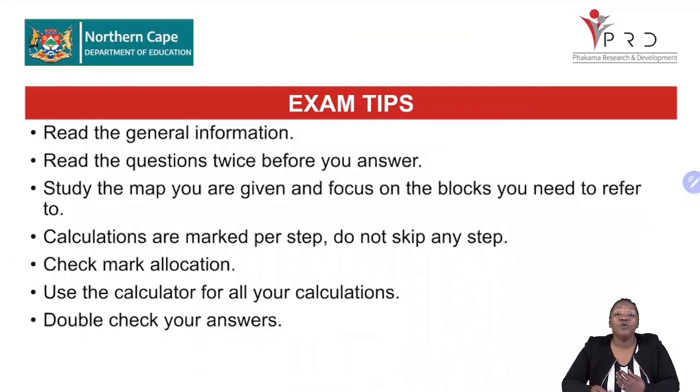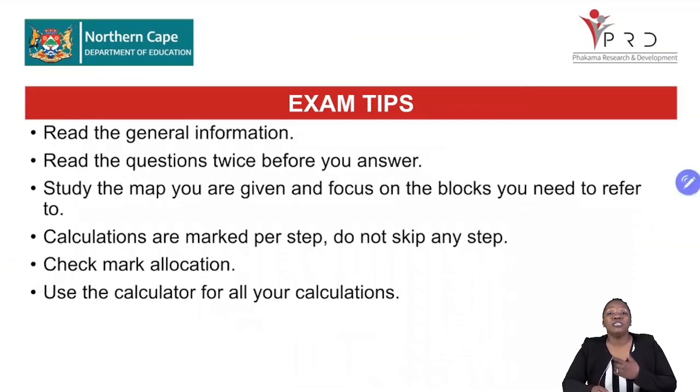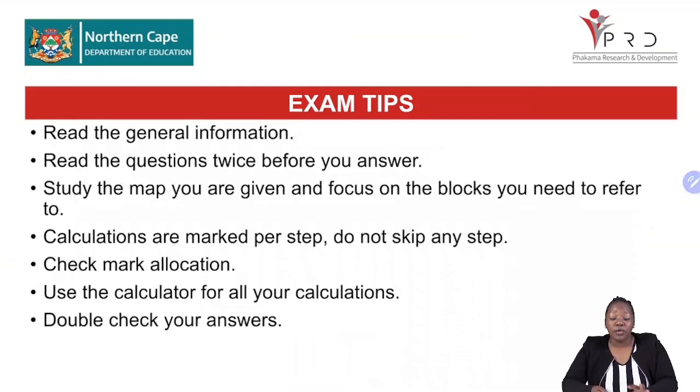And then you also must not forget to include your unit. If, for example, they say calculate the area and your answer should be in kilometers squared, those kilometers squared are your units. So make sure that you also include the units. And then you need to double check your answers again. In double checking, maybe you're doing a calculation, so do it again to see whether you are still getting the same answer. If you are getting different answers, it means there is somewhere where you have done it wrong, so check again.